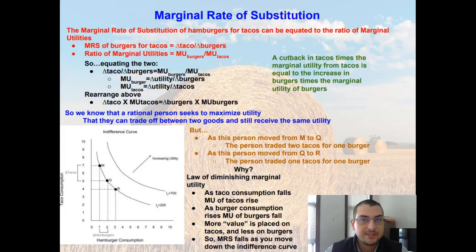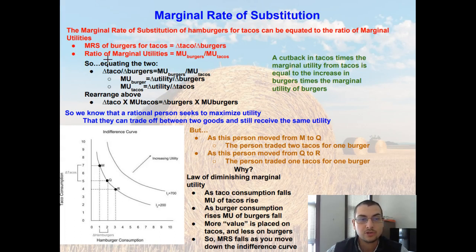So we're going to dive a little bit deeper into this marginal rate of substitution. We kind of covered the basics of it, but we're going to give it a little bit more of a justification as to why we're looking at this marginal rate of substitution and what that trade-off is. So the marginal rate of substitution of hamburgers for tacos can be equated to the ratio of marginal utilities. So first off, what is this ratio of marginal utilities?